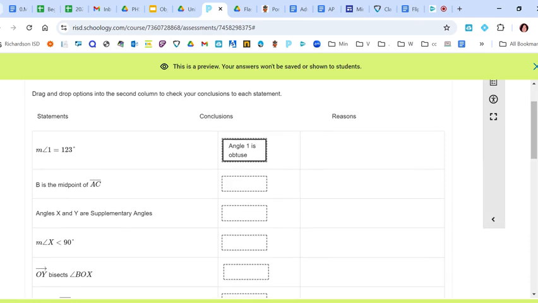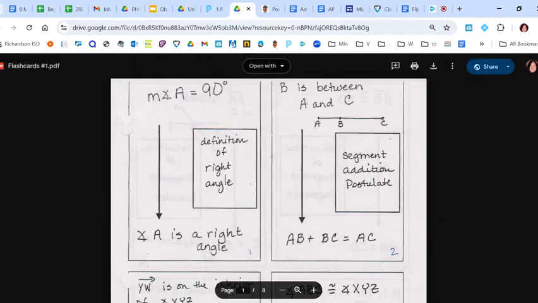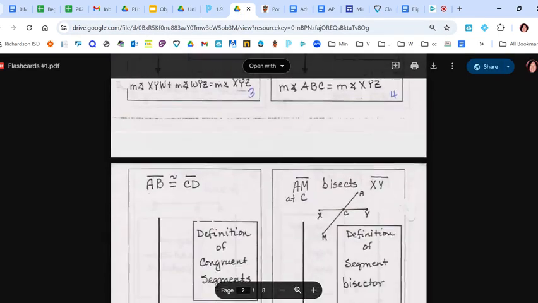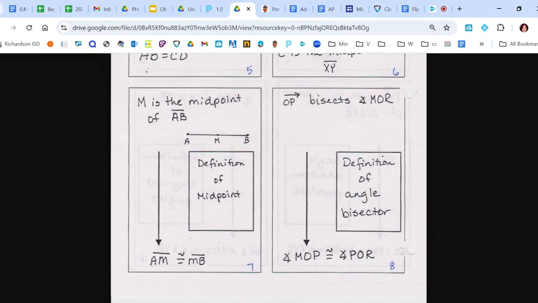Okay. And then if I go on to the next one, the midpoint. Midpoint has a flashcard. So when I go to my flashcard, I'm going to scroll to flashcard number 7. And when I say number 7, y'all see the 7 on the bottom right? Okay. So here's how you read this. Make sure you're on that screen. If M is a midpoint of AB, then I know AM is congruent to MB. That's my conclusion by the definition of midpoint, and that's my reason.